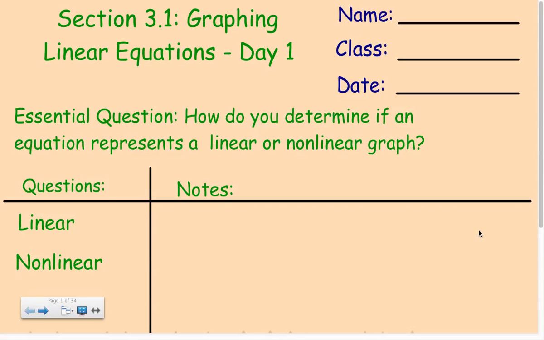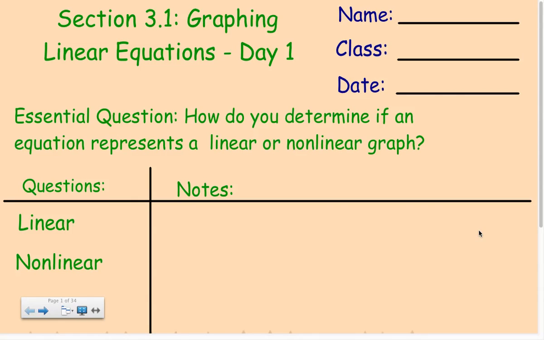Nonlinear equations, Day 1. If you have graph paper, that would be the easiest thing to use in this lesson because we will be graphing. If you just have line paper, that's okay, but if you can somehow get graph paper before you take the notes for this lesson, that would help.